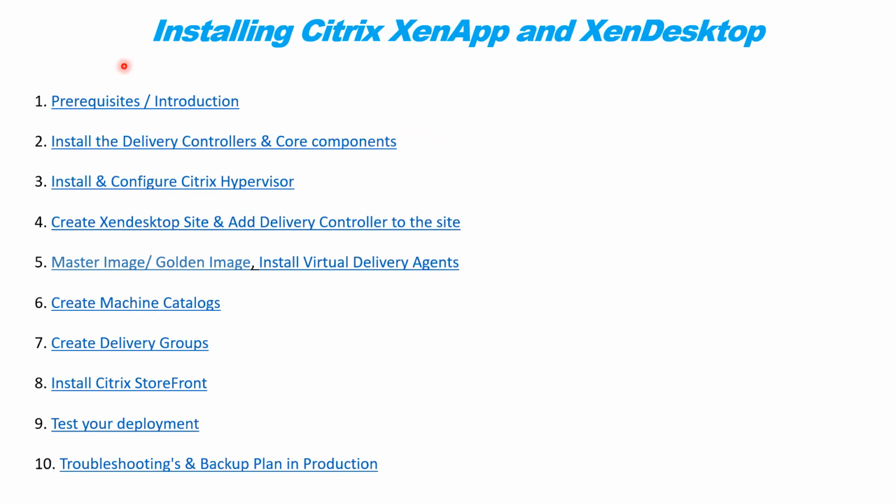From tomorrow onwards, the sessions will be lengthy. In the second session, we will learn how to install and configure the delivery controller and other Citrix core components like Studio, your license server, and Director, and how to configure all those servers. In the third one, we will learn how to configure the hypervisor and how to connect your hypervisor to your Citrix site.